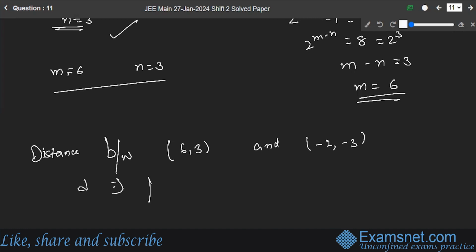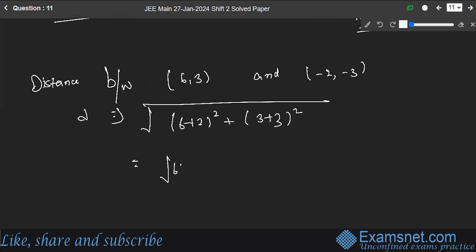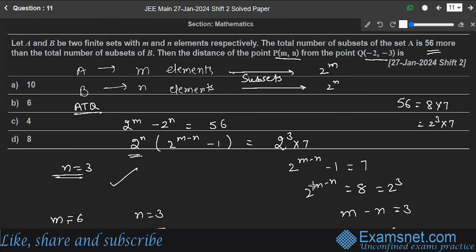So the distance is given by root of (6 plus 2) square plus (3 plus 3) square, which is equal to root of 8 square, that is 64, plus 6 square, which is 36. It will be 10. The answer to the question is 10, and here you have the first option as the correct answer. Hope you're clear.